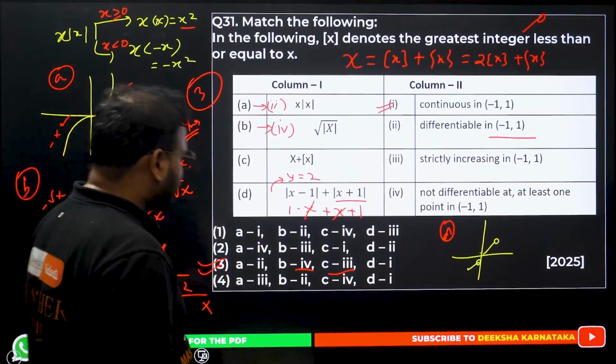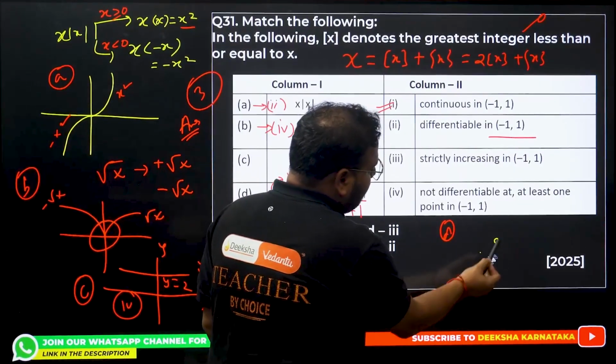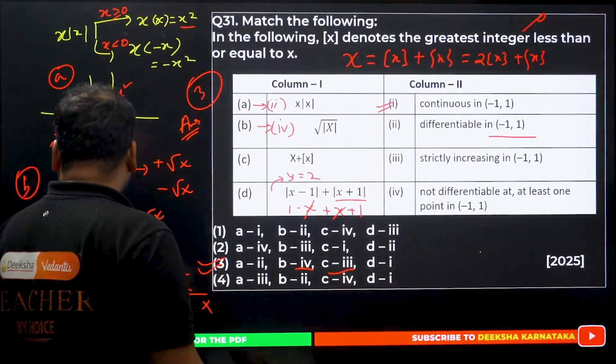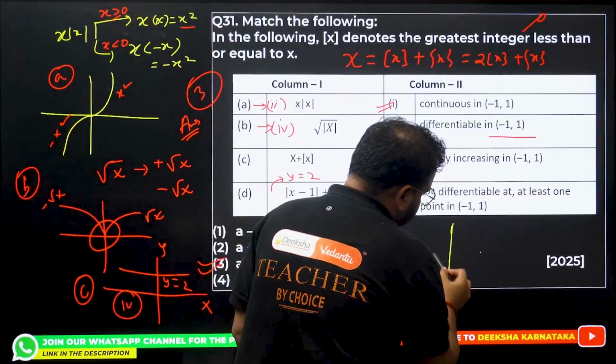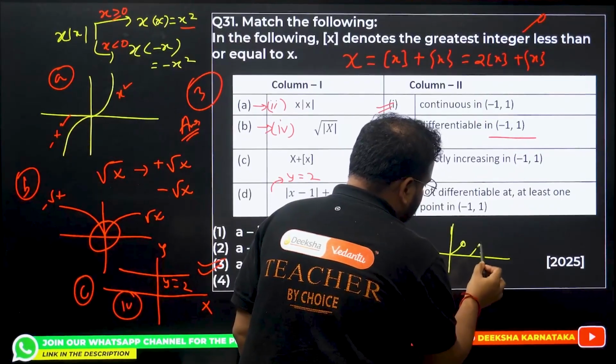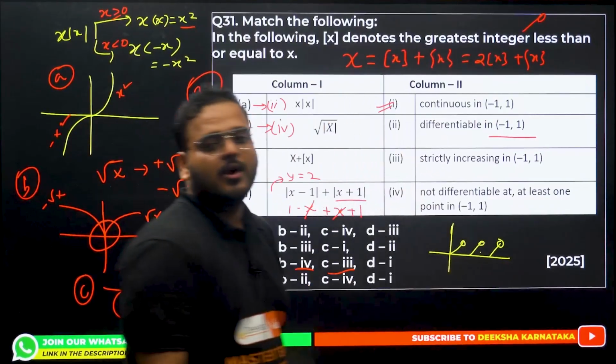I have to draw the graph to test it. Fine, if you want me to draw the graph of this function, you let me know. But right now, use the graph of this one only. This is good enough for us. Fractional part, always increasing in nature.